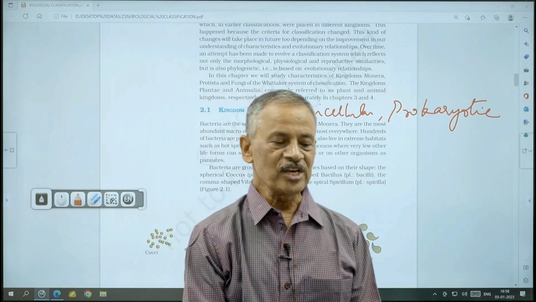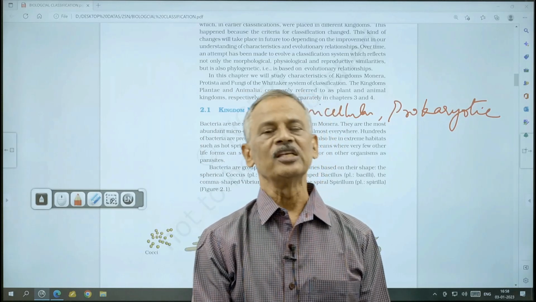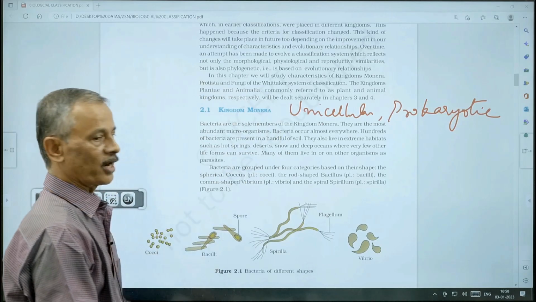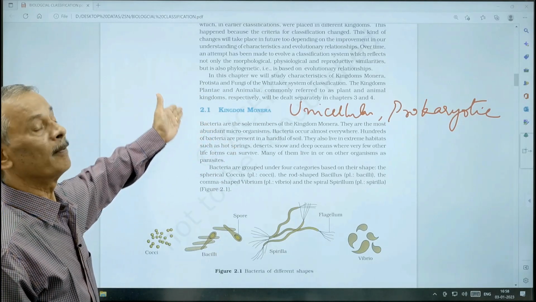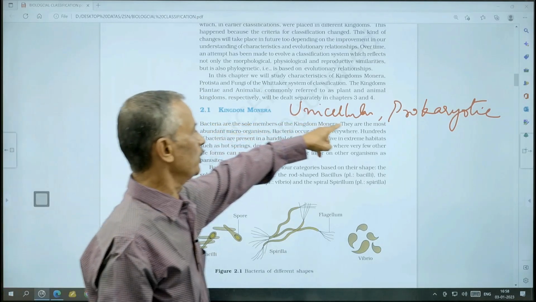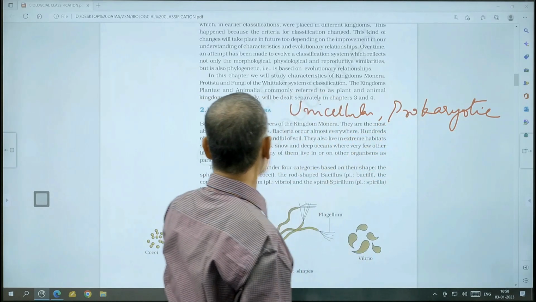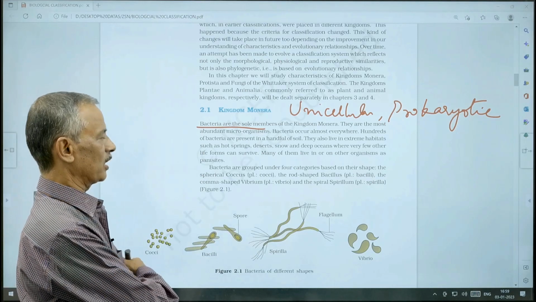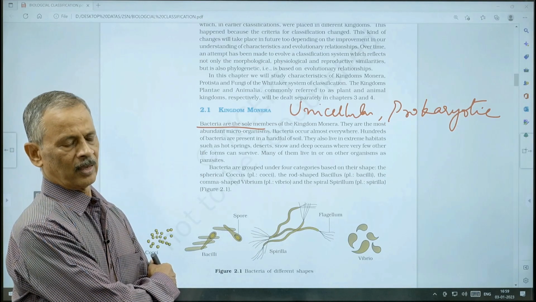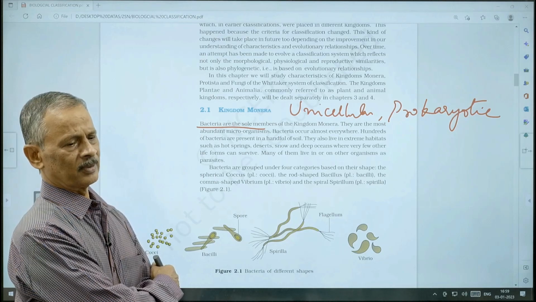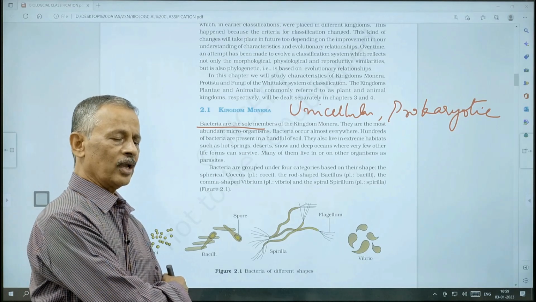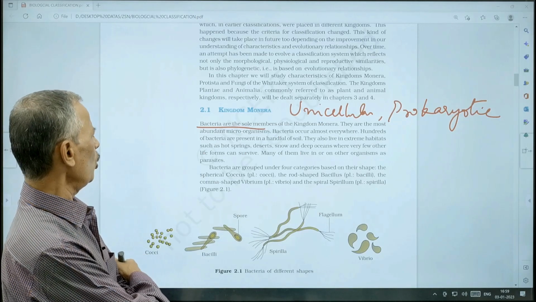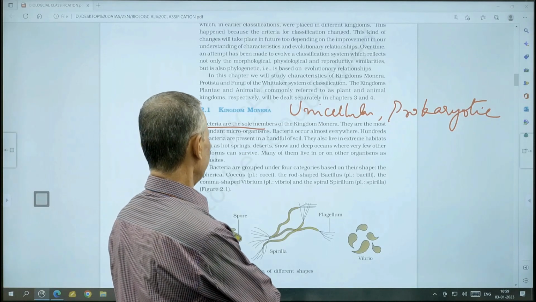So, the most ancient kingdom is Monera, because Monera contains bacteria, which are all unicellular prokaryotes. Bacteria are the only members coming under this category. They are present everywhere, and they are noted for their maximum metabolic diversity.